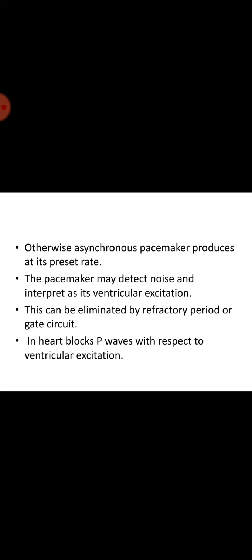The pacemaker may detect noise and interpret it as ventricular excitation. This can be eliminated by a refractory period or gate circuit. In heart blocks, P waves occur independently with respect to the ventricular excitation. P and R waves have different frequency bands. The high pass filter completely eliminates P waves and passes R waves. The input amplifier increases the peak to peak amplitude of the R wave.